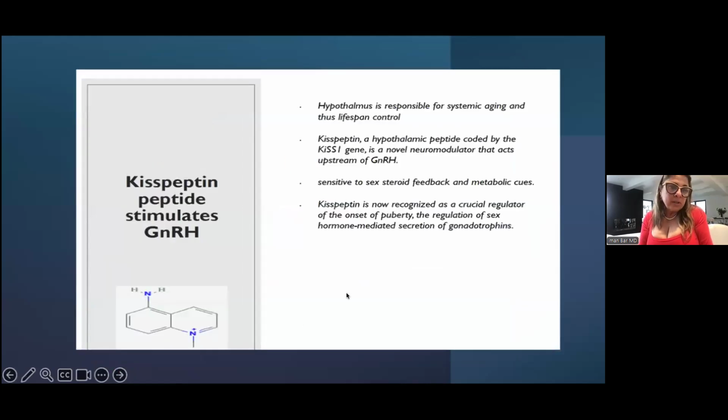Kisspeptin. I don't know why it's there. It should have been up. Okay. So, hypothalamus, another hypothalamus controlling peptide. And I like the name, KISS1 gene. It's a neuromodulator as well, and it's sensitive to sex steroid feedback. So it's another one that I would use for young men who are wanting to do testosterone, and I don't want to give them testosterone because I don't want to suppress their spermatogenesis. So we use kisspeptin. It is recognized as also an important sex regulator for puberty.